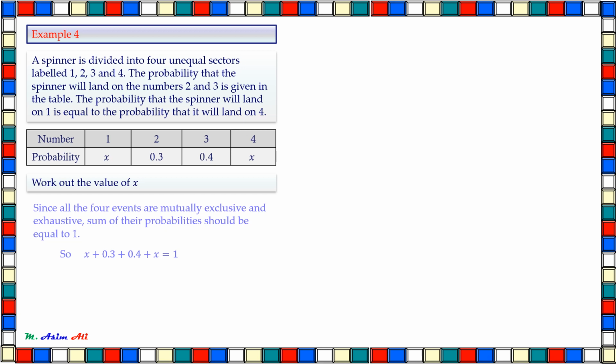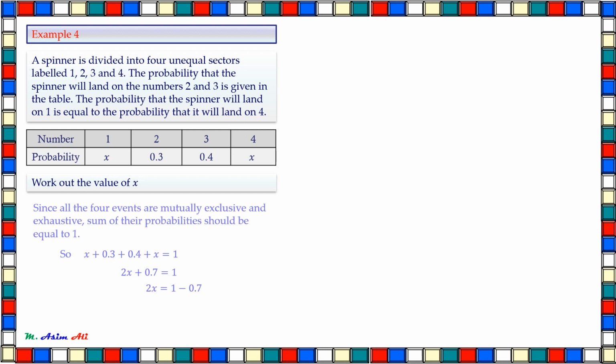Now x plus x, we will add x and x. They are being added on the left hand side. x plus x will become 2x, and 0.3 and 0.4 are also adding, and 0.3 plus 0.4 will be equal to 0.7. So we'll write 2x plus 0.7 on the left, equal to 1 on the right hand side. 0.7 is being added on the left hand side. When it goes to the right hand side, it will be subtracted from 1, so we'll take it to the right hand side so that we can find the value of x.